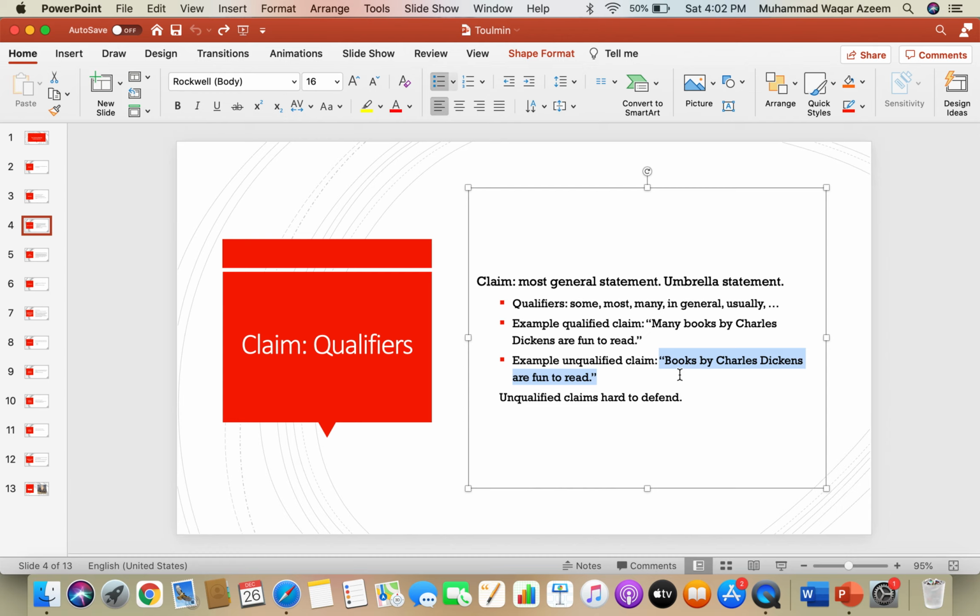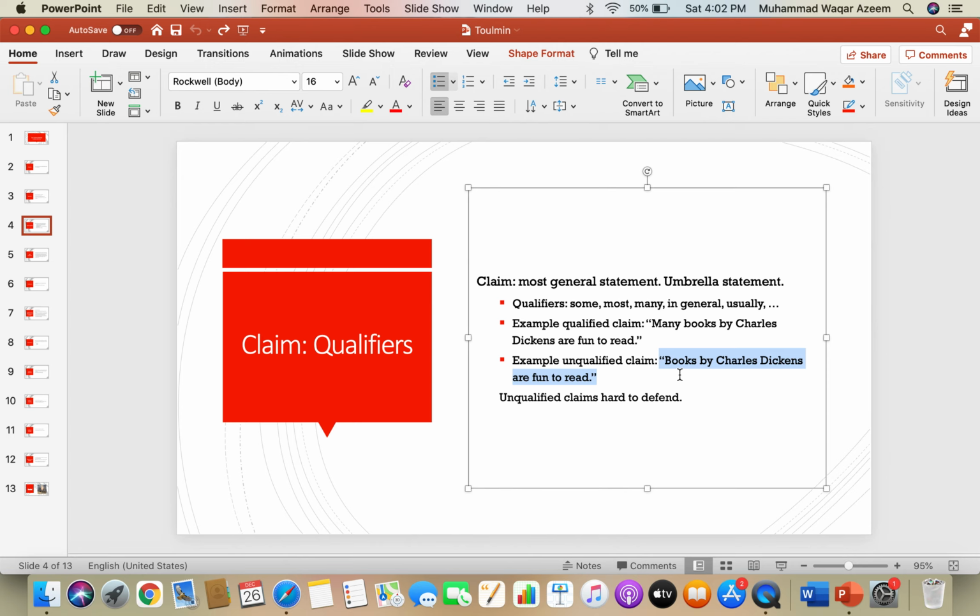Notice that if an author has this claim, books by Charles Dickens are fun to read, that would mean all the books that Charles Dickens ever wrote are fun to read. Now, any reader who wants to criticize this claim will definitely come up with one or two books from all of the books that Charles Dickens has written, one or two books in which the reader might not have found much fun.